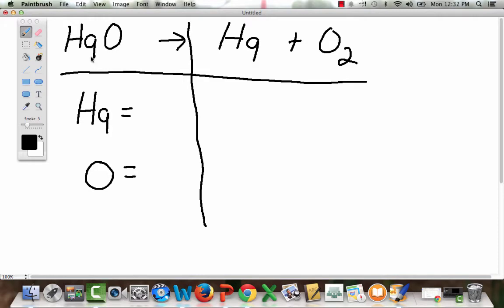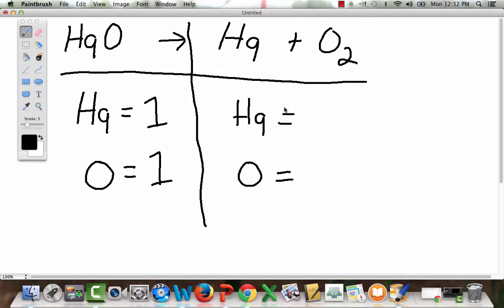So how many Hg do I have? Well, is there a subscript written here? No. If there's no subscript written, we know that this is going to be a 1. How about here for oxygen? Same thing. There's only a 1 here as well. So let's go look on this side. So I should have the same elements. Remember, conservation of matter tells me I should have the same elements on both sides.